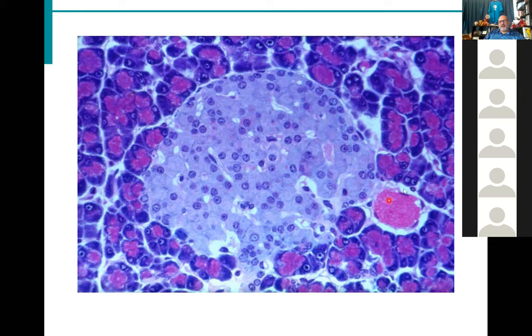Good old Bob. Anybody know what this is here? Here's a good question. Extra credit. What is this structure right here? Oxyphil? No, not a bad guess.